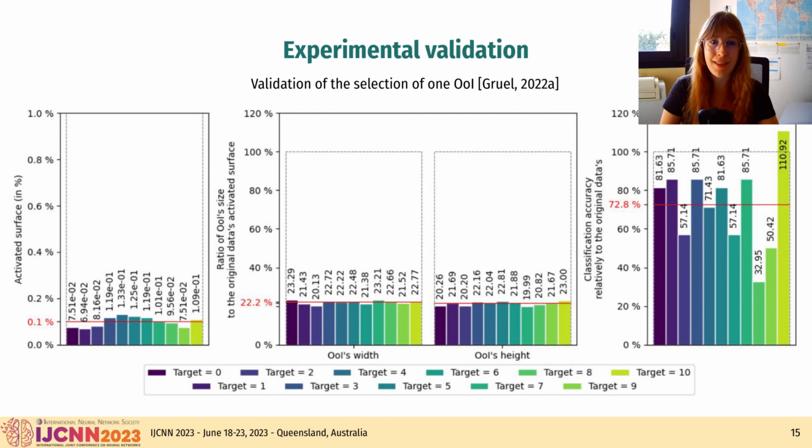Another way to assess the quality of this selection of one object of interest, we took a look at the percentage of activated surface and the width and height of the activated surface post-treatment. You can see here on the first one that we have only 0.1% of the surface that is activated post-treatment. That is really interesting because we wanted to decrease the number of events, and this proves that it did that. We also reduce the surface to be handled and processed by our spiking neural network.